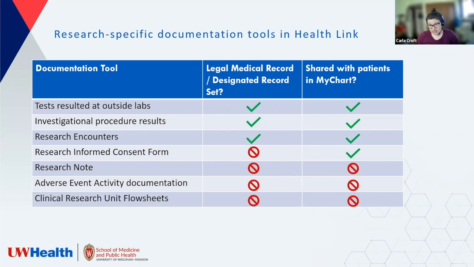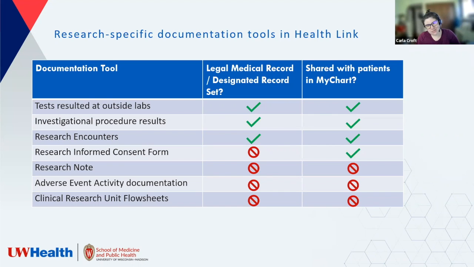Finally, I want to give a specific call out to clinical research unit flow sheets, which, if you are a user of the clinical research unit services, you know that they scan those into HealthLink. That has its own document type. It has been determined to not be part of the legal medical record. It's not part of the designated record set, and therefore it is not shared with patients in MyChart.